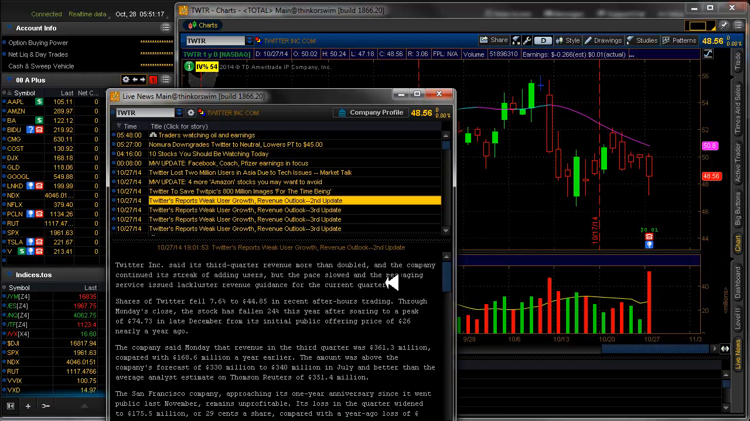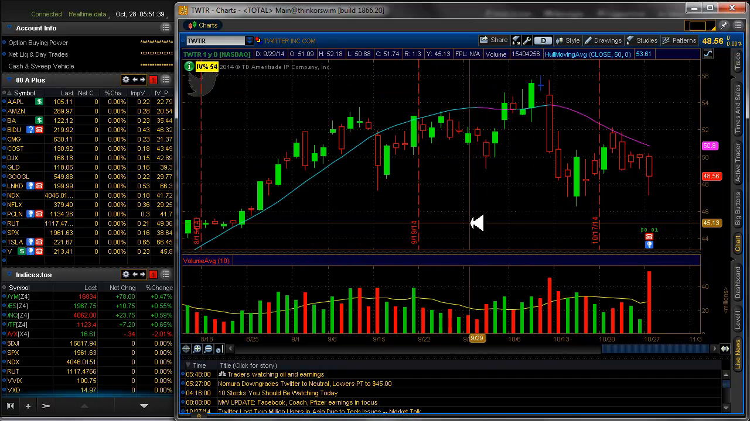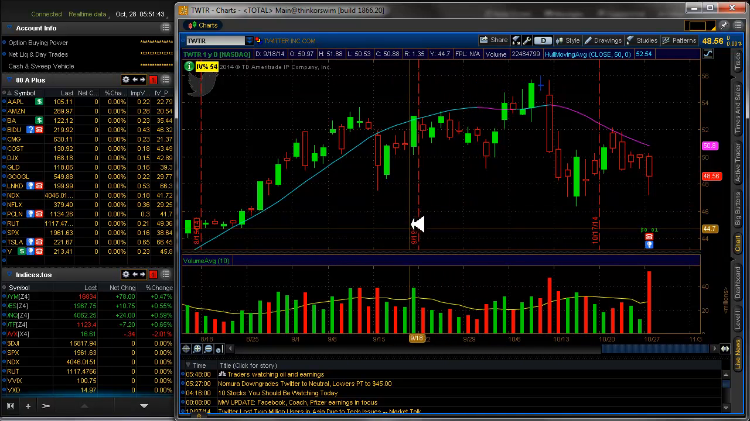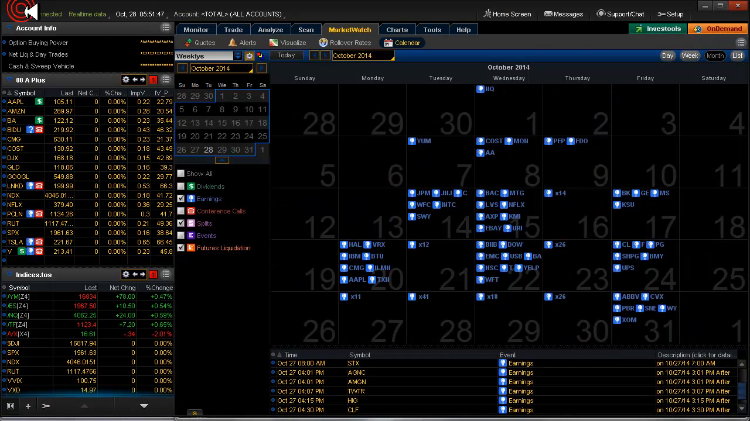Weak user growth, revenue outlook. I guess that's weak user growth and revenue outlook, you might say. The pace slowed. They had service issues. Yeah, I think there were a couple of times when I couldn't retrieve tweets when I went over to Twitter. Not that I spend a lot of time there, but I guess they are having issues.